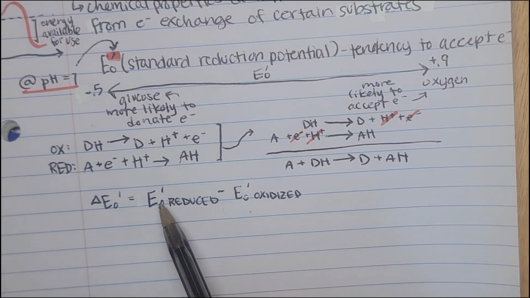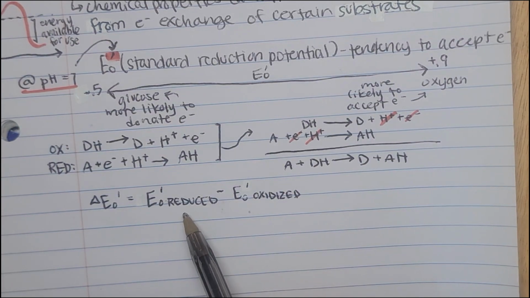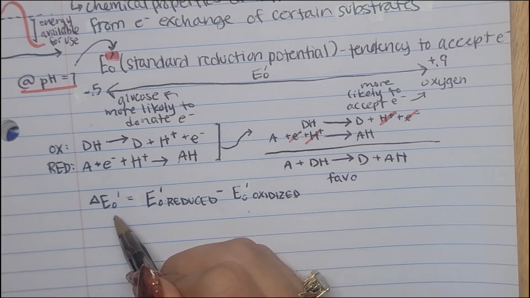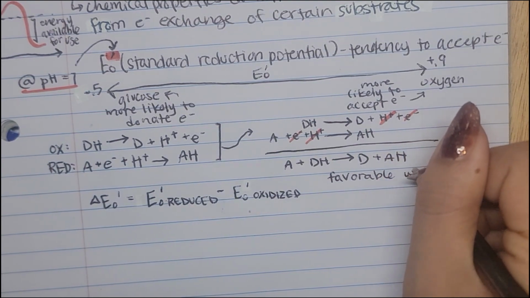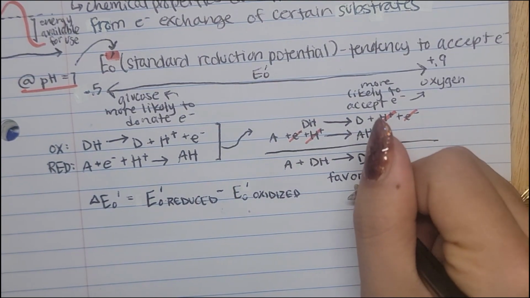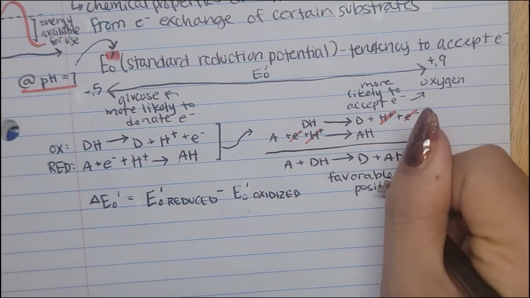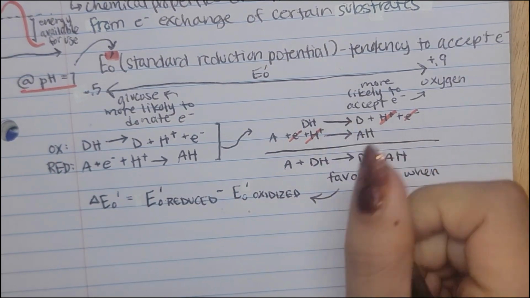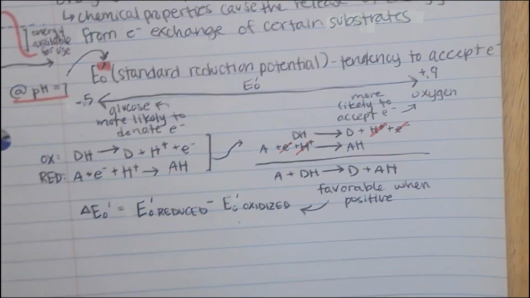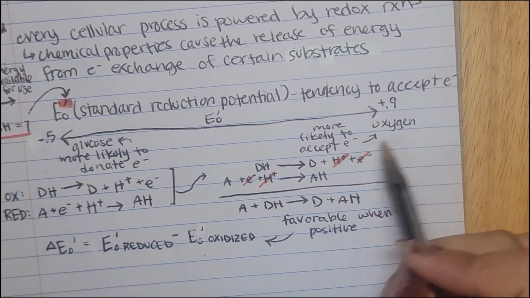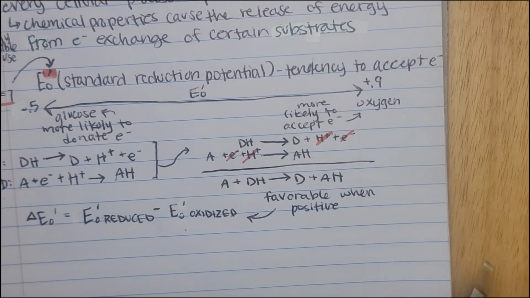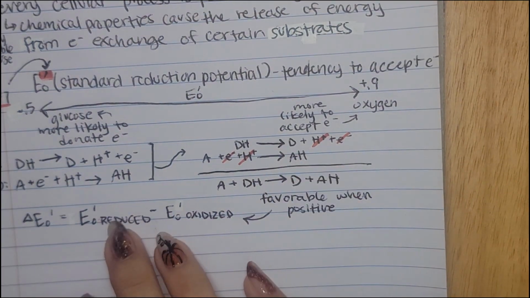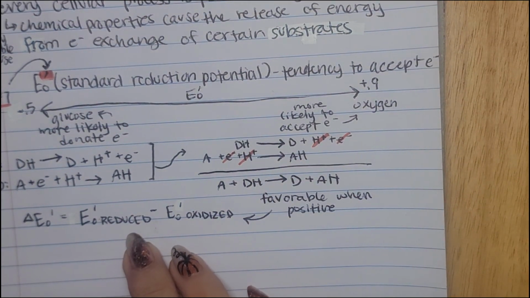But you can also just think of it as the thing that's lower on the table subtracts the thing that's higher on the table. So this reaction is favorable whenever delta E naught is positive. What that means is the standard reduction potential of the thing that's getting reduced is greater than that of the thing that's being oxidized, which makes sense because you want to be reducing the thing that is more favorable to get reduced.